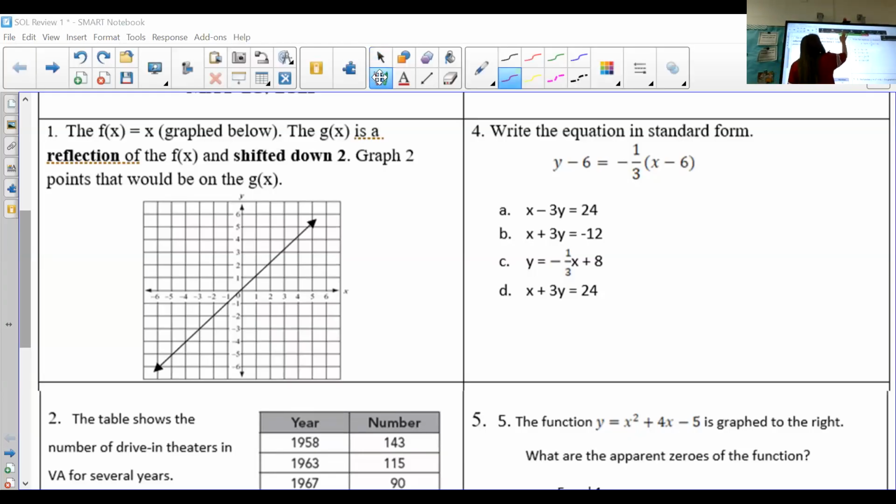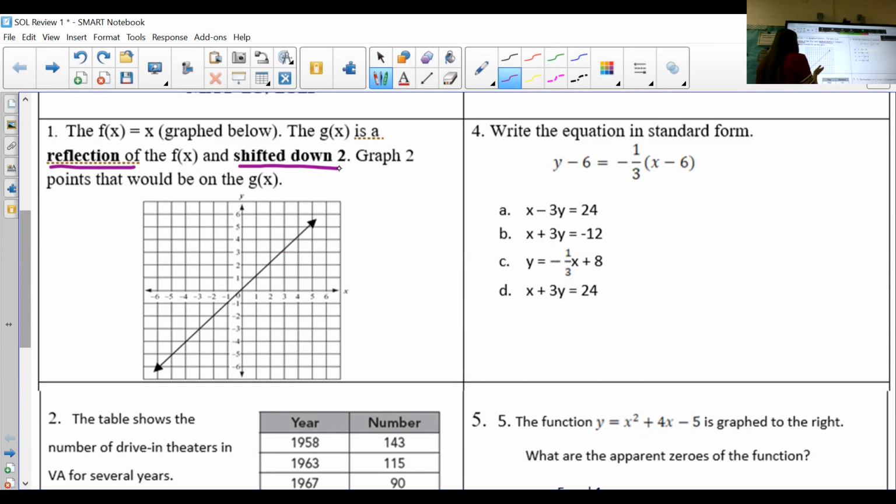I'm going to go ahead and go over the warm-up. The first one we're looking at deals with transformations. So two things happening here. We've got a reflection and shifted down 2, and it wants me to graph 2 points on the new line.